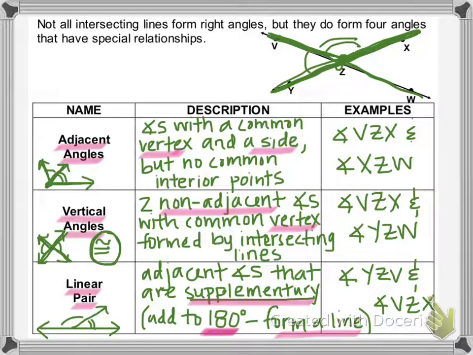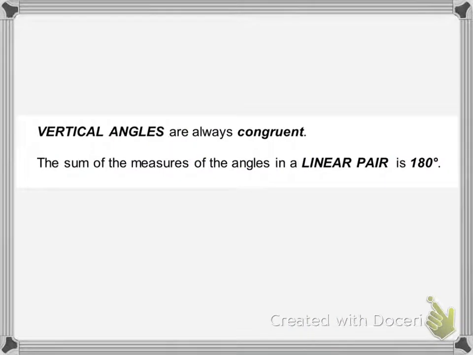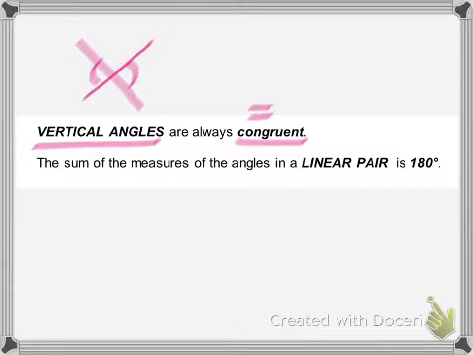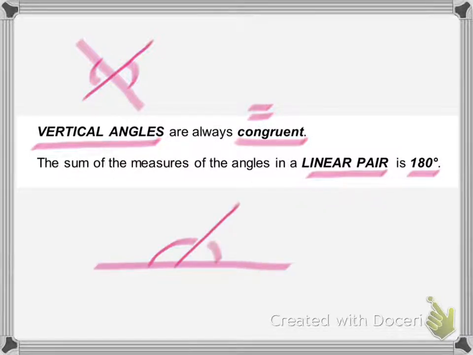So linear pairs are also adjacent angles. Just to recap, vertical angles are always congruent. If I have angles that are across from each other, they are equal to each other. So to set up an equation, you would say this angle and this angle are equal. The sum of the measures of angles in a linear pair is 180. So that means this angle plus this angle equals 180. So we've got two types of equations that we'll see a lot of.